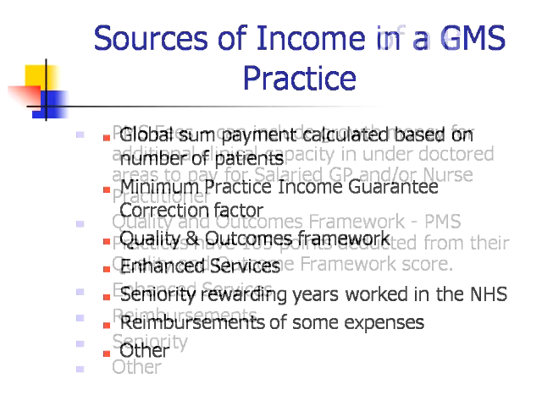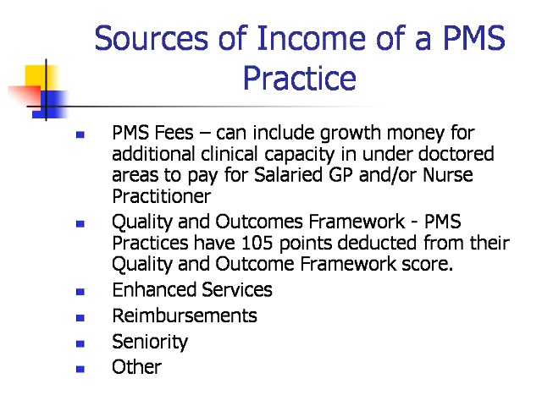And what are the sources of income for a PMS practice? The sources of income of a PMS practice are PMS fees, which can include growth money for additional clinical capacity in under-doctored areas to pay for a salaried GP and/or nurse practitioner. Quality and outcome framework, but usually in a PMS practice they have 105 points deducted from their quality and outcome framework score. Other sources of income of a PMS practice are enhanced services, reimbursements, seniority and other sources.